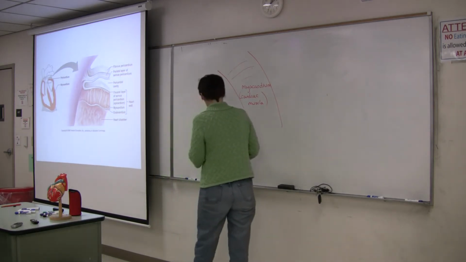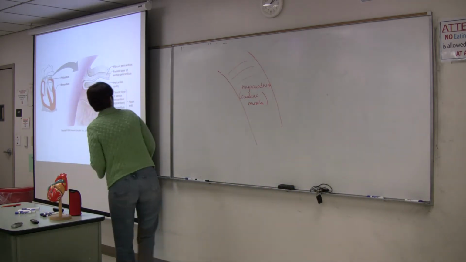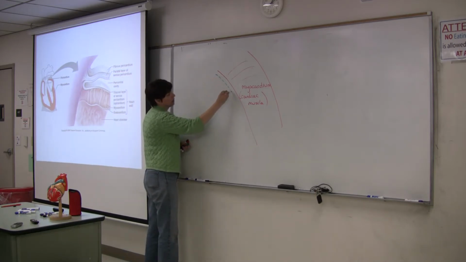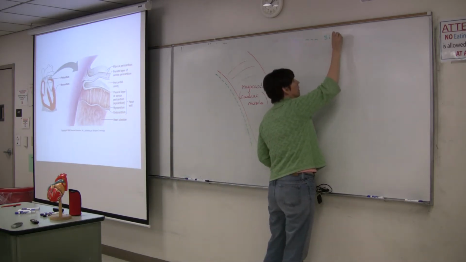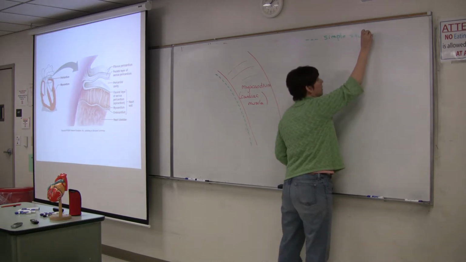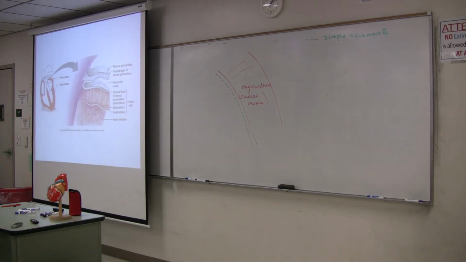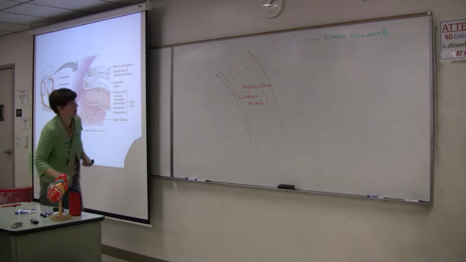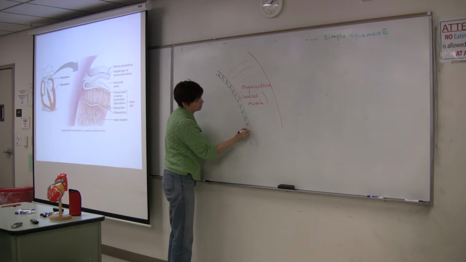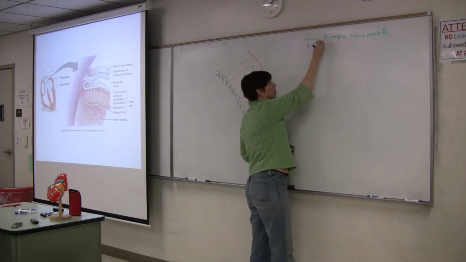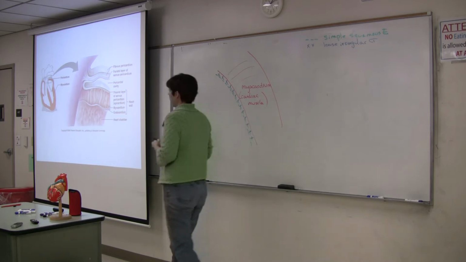So on the inner surface, we have a lining of simple squamous epithelia. So we'll put a legend over here. And what's beneath every epithelium? Loose irregular connective tissue or areolar tissue. And that is this lining right here.